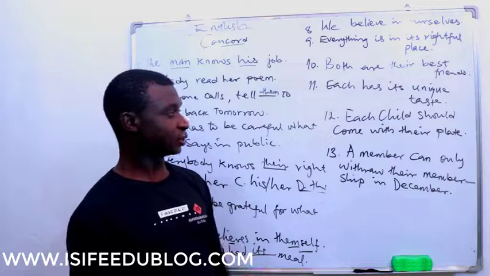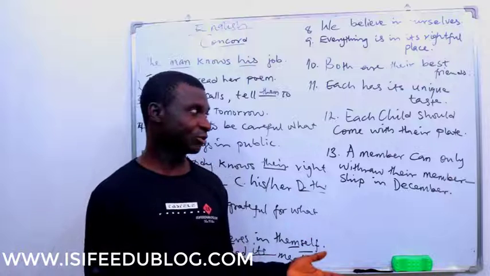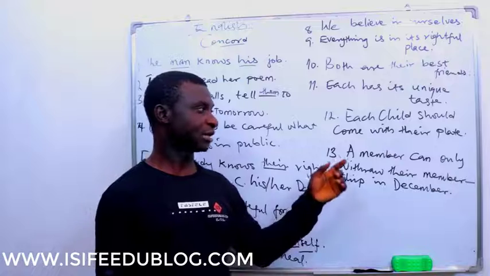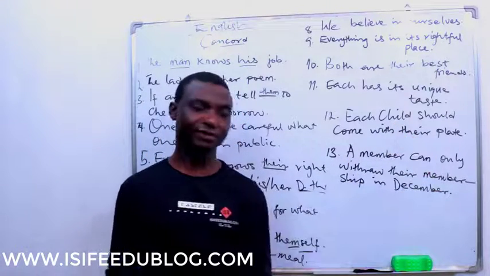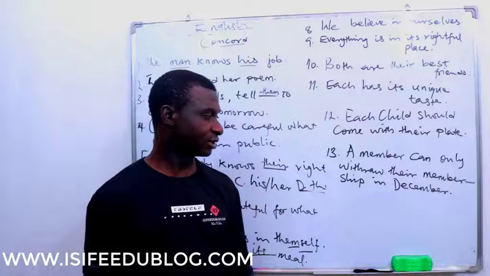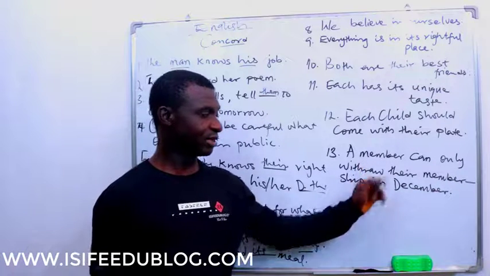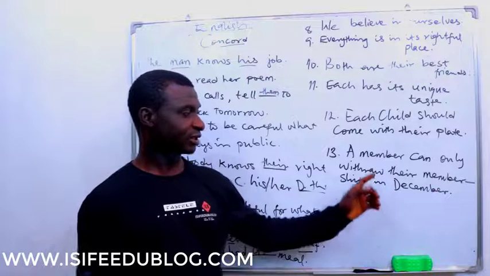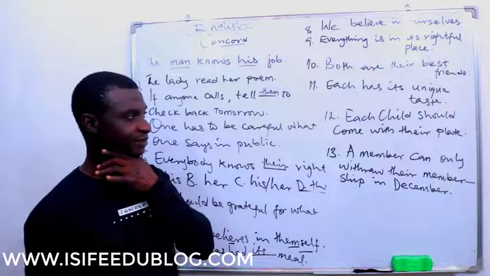Each child should come with their plate. Each child. A child could be a boy or a girl. So each child should come with their plate. Child is the antecedent of they. A member can only withdraw the membership in December. Member is the subject and is the antecedent of the pronoun they.